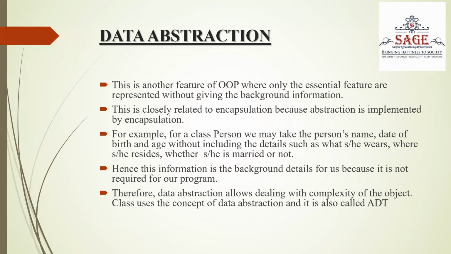This is closely related to our encapsulation feature because abstraction is implemented by encapsulation. For example, for a class person, we may take the person's name, date of birth, age without including the details such as what he or she wears, where he or she resides, whether he or she is married or not. Hence, this information is background detail for us because it is not required for our program. So data abstraction allows dealing with the complexity of the object. Class uses the concept of data abstraction, and it is also known as ADT.